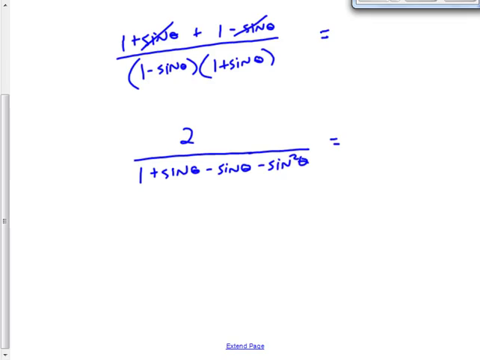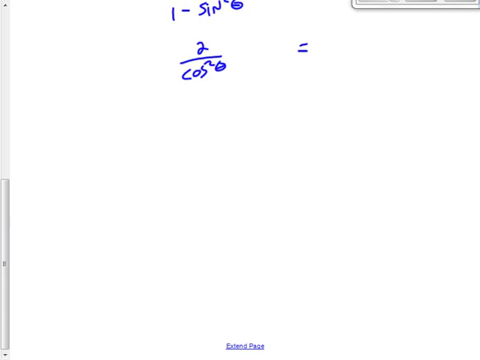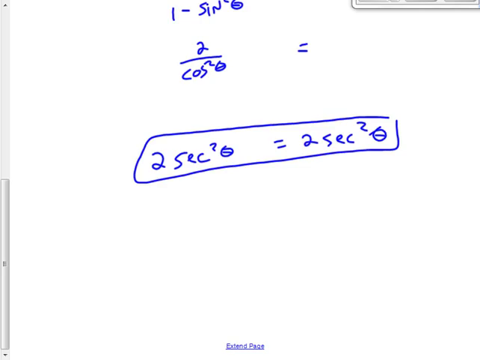When I go through and simplify on the bottom, these sine thetas are going to cancel out. I get 2 over 1 minus sine squared theta. There's my Pythagorean identity. 1 minus sine squared theta is actually cosine squared theta. And then finally, cosine squared is in the denominator, so if I bring it up to the numerator, I end up with secant squared, which is exactly what I wanted this to look like. Okay, so I made the left side look like the right side. 2 secant squared theta is 2 secant squared theta.